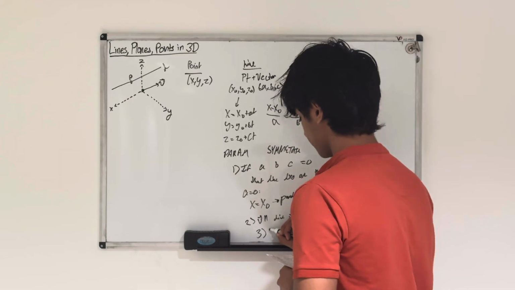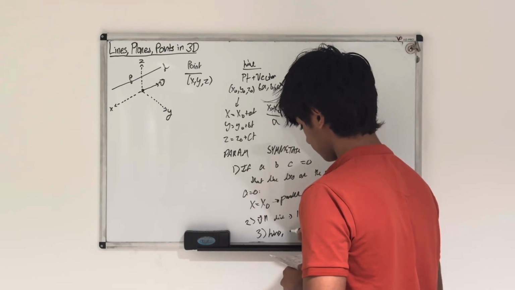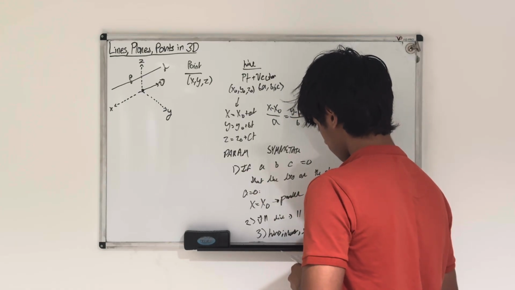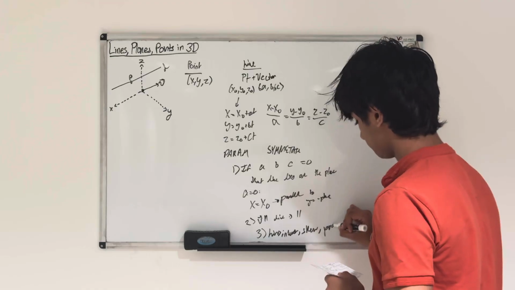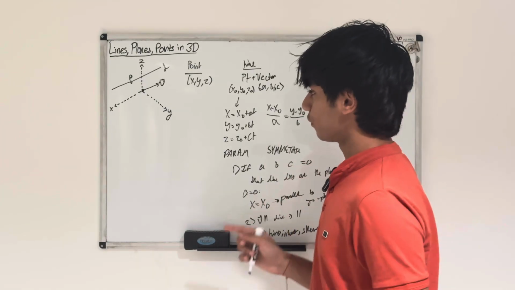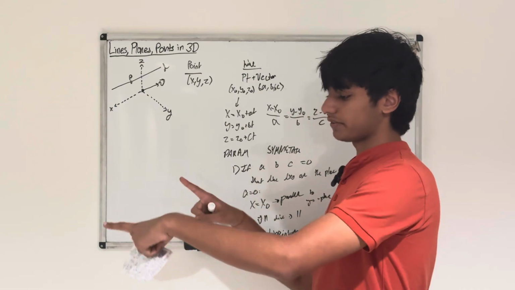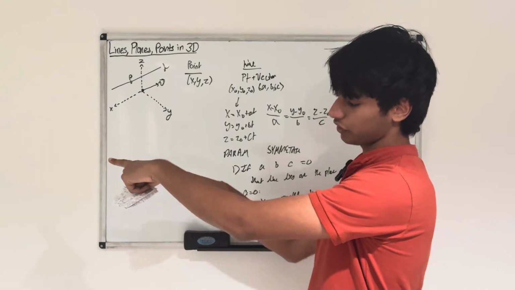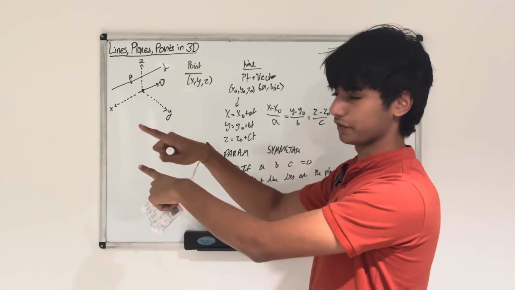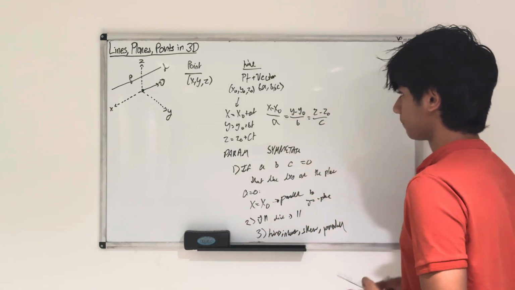lines in 3D can either intersect, they can be skew, or they can just be parallel. While in 2D we only have two options, intersect or parallel, in 3D we have another option called skew. The reason why is because in 3D the lines can go on top of each other and they don't have to be parallel, and they can just never touch. So we have that option.